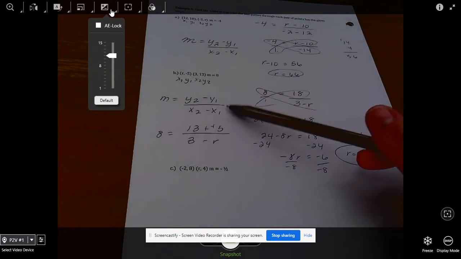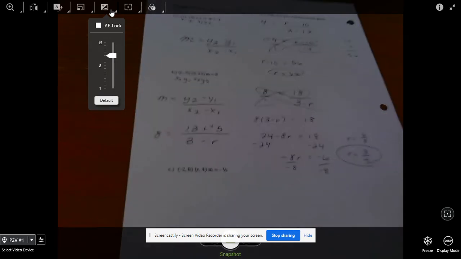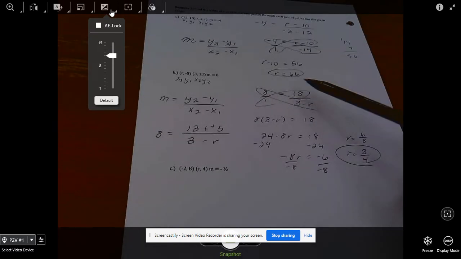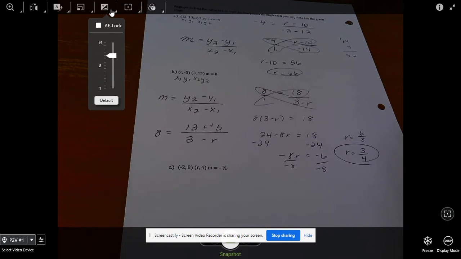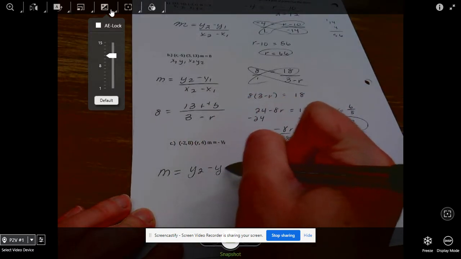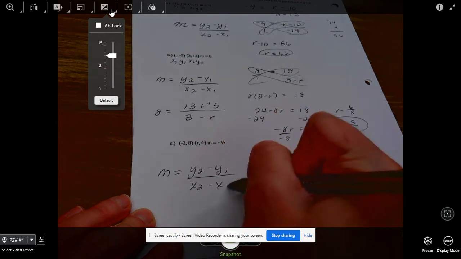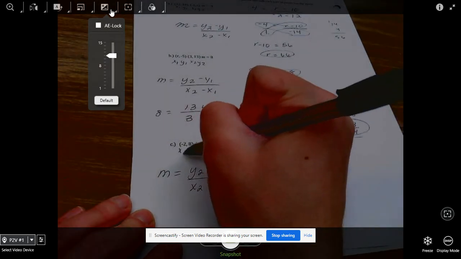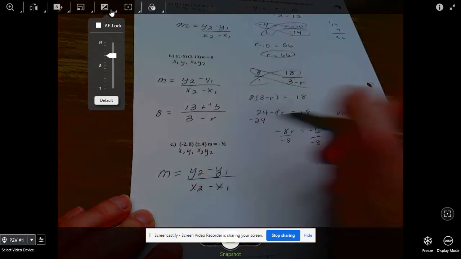Okay, so we wrote our formula down. We substituted in all our values. We cross multiplied to create a proportion. We solved and we got r equals 3/4. That's fine. R can be a fraction. Questions? Okay, let me know. Okay, let's try the last one. Go ahead, pause the video, try it on your own, come back to check.